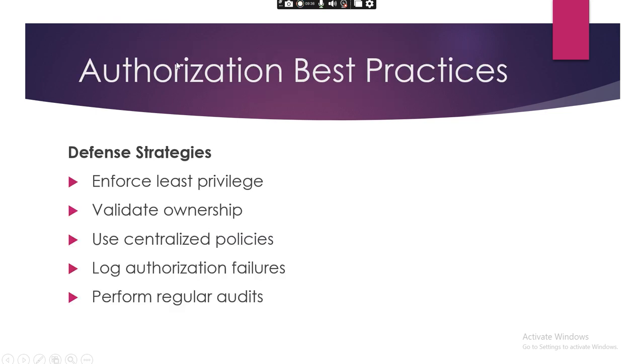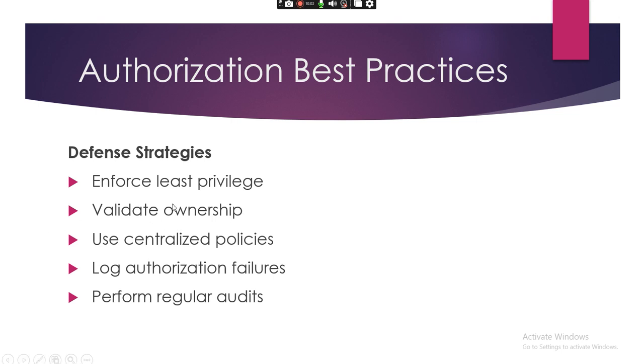There we go. So authorization best practices will include enforcing least privilege. This is the primary one. You want to make sure that every user or entity in your system just has the exact privileges they need to perform their given actions and their given responsibilities. Nothing more than that. Okay.